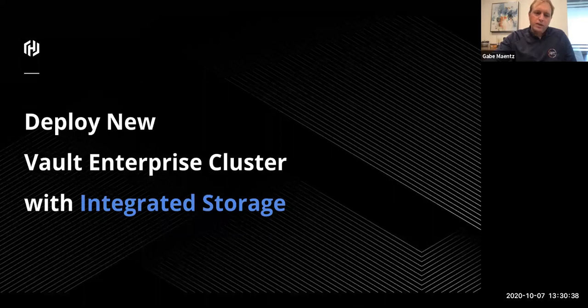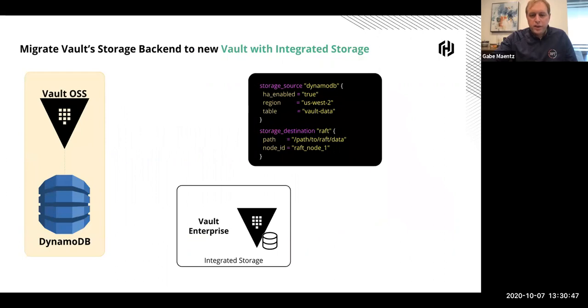And then finally, I do want to touch on integrated storage. Integrated storage was released in Vault 1.4, and it is another enterprise supported backend that allows you to follow a very similar process, right? But we don't have to now manage a number of Consul nodes as a separate cluster. So in this case, we're going to move from our open source version of Vault, once again on our Dynamo backend, now to Vault Enterprise.